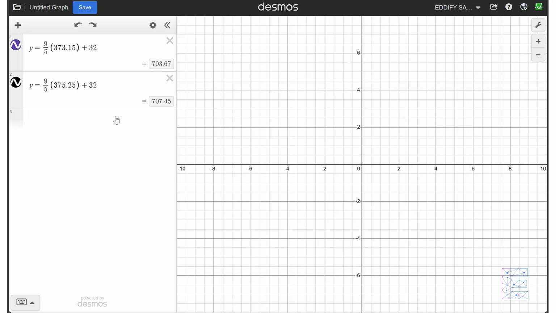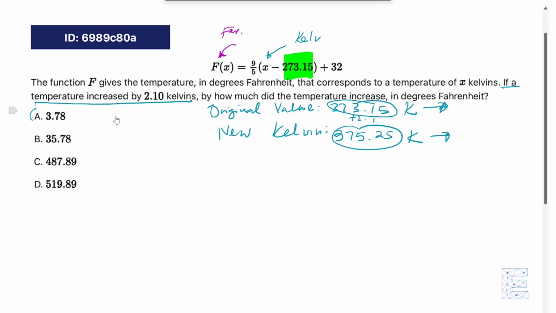But the question was, by how much is it changing in Fahrenheit? So we need to subtract these two values. And we end up with 3.78. So going back to the answer choices, you're going to find that that's choice A. This is a weird question, I'll give you that, but I hope it makes sense.